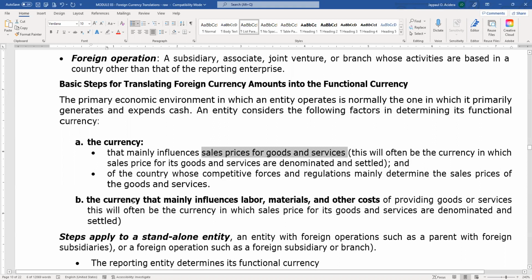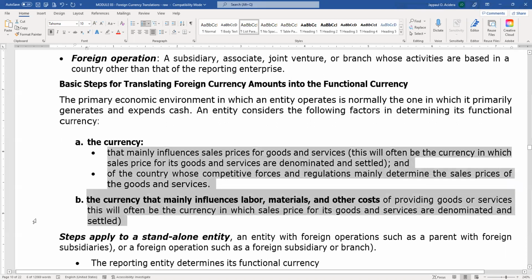And also the currency that mainly influences labor, materials, and other costs. Kapag nagbayad ka ng tauhan mo, kung meron ka mga employees, you pay them in Philippine peso. Kung bibili ka ng materials and other costs, you pay the supplier in Philippine peso. So these are some determinants of what is a functional currency in a country.